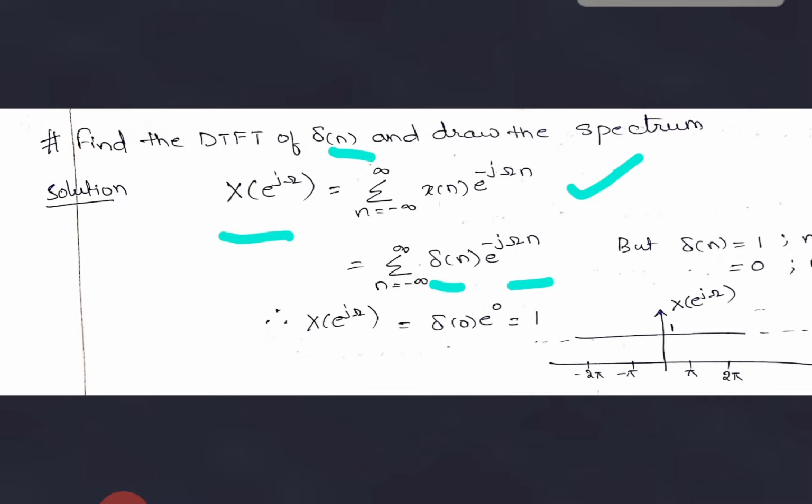But we know that impulse signal delta n is 1 for n equal to 0. Other than n equal to 0 it is 0. Therefore substituting here only for n equal to 0, this value will be there. x of 0 e raised to 0 is equal to 1. Now see here the signal is 1 for the entire omega.